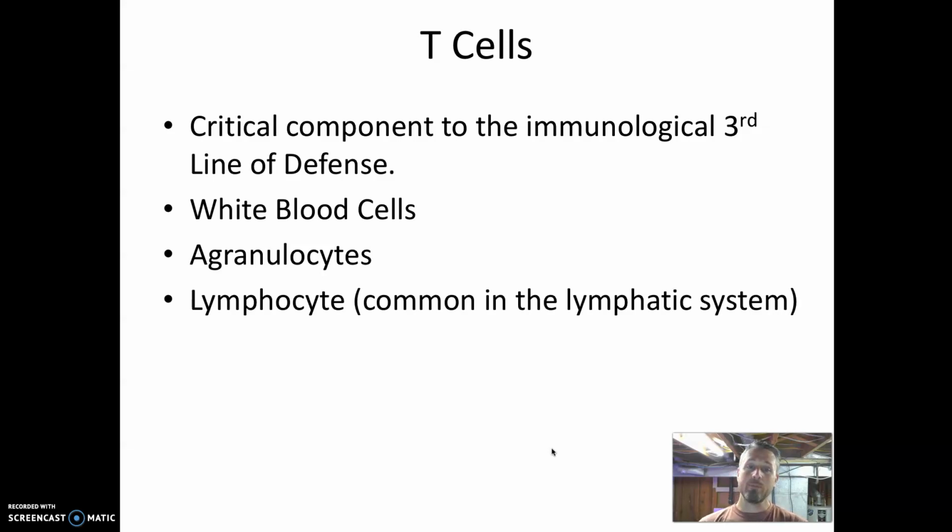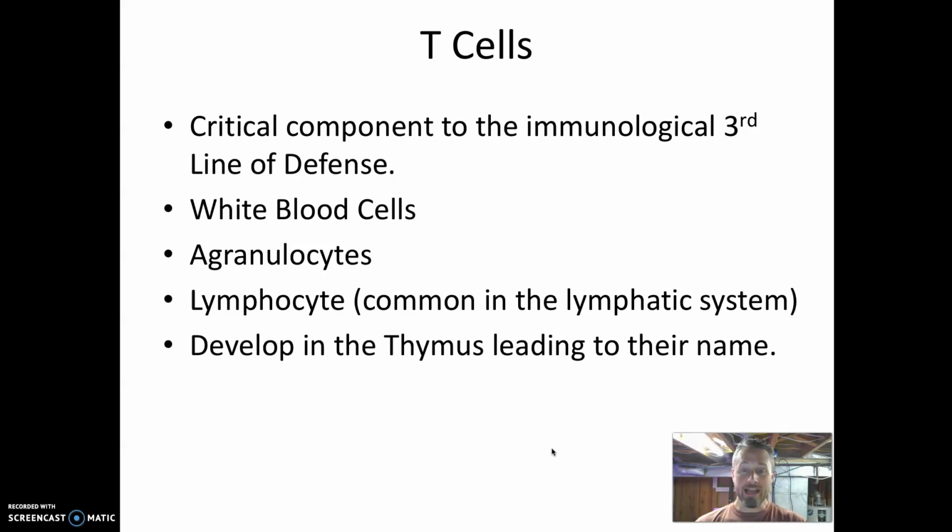Furthermore, we apply another name to the types of cells like T cells, and these cells are called lymphocytes. We call them lymphocytes because they're common in the lymphatic system. So we find these cells in the lymphatic system, so we call them lymphocytes. Again, they're white blood cells, they're agranulocytes, they are also lymphocytes.